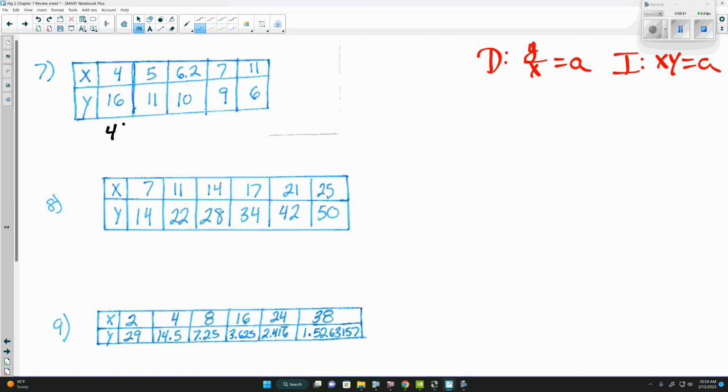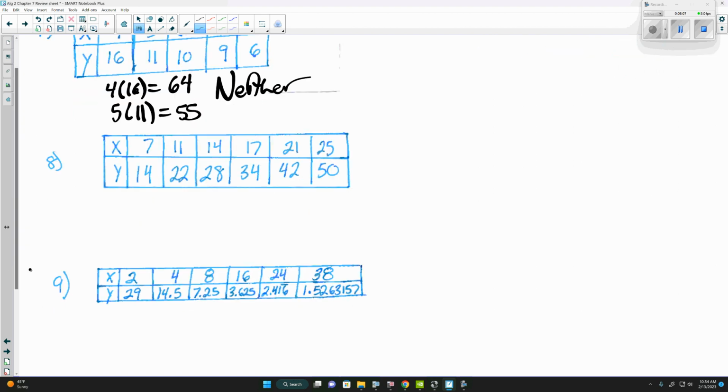So we can say 4 times 16 is 64. We can do 5 times 11, which is, so this is neither. Since multiplying them together did not give us the same amount every single time, and dividing them did not give us the same amount every single time, it is neither.